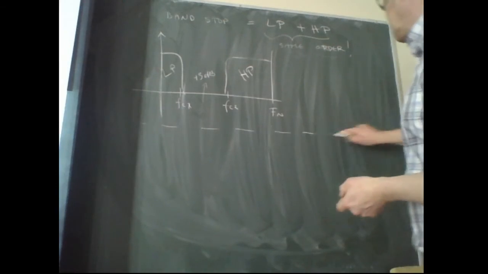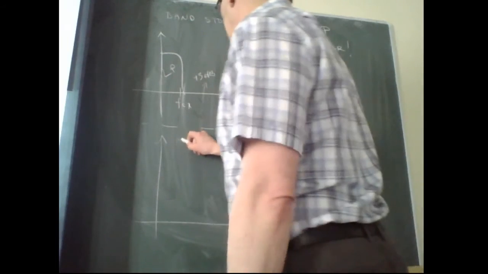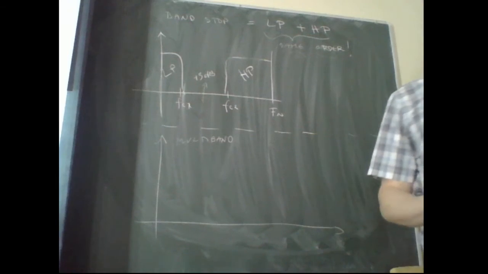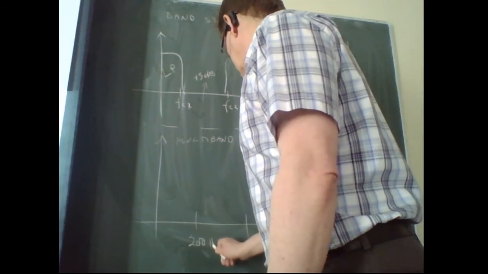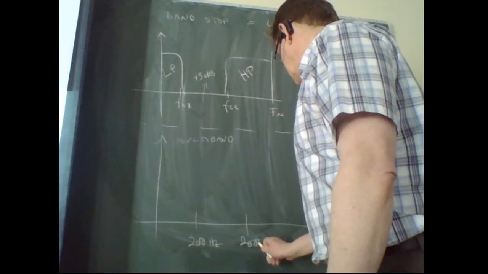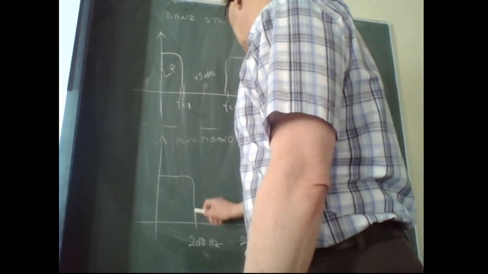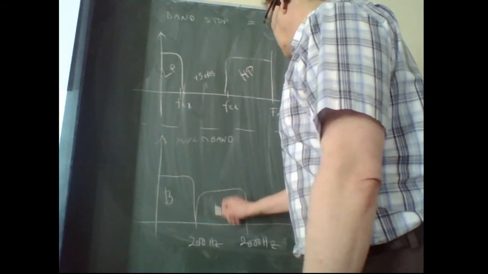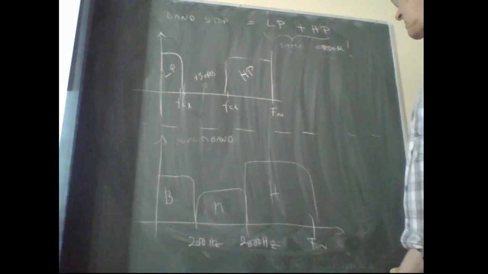Just a curiosity, then of course we can have multi-band filters. Like the equalizers. For example, 200 Hertz, 2000 Hertz. That's the Nyquist rate. We might have 3 different bands. One for bass, another one for middle, and then third one for high frequencies.